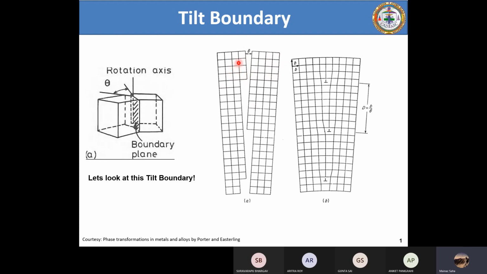Why am I saying the orientation is different? You see this atomic arrangement has a certain misorientation equal to theta with respect to the atomic arrangement of the second grain. So this is the reason why I call it a boundary. So you can say one thing.